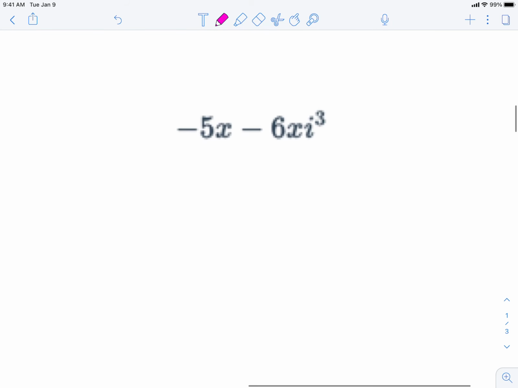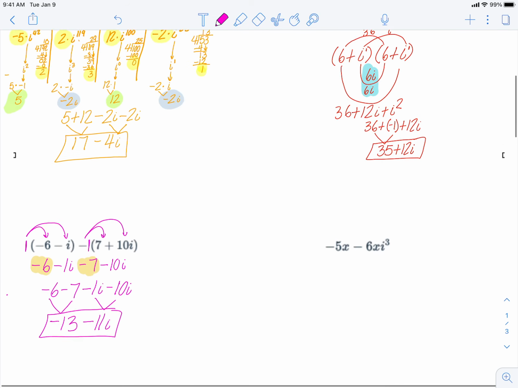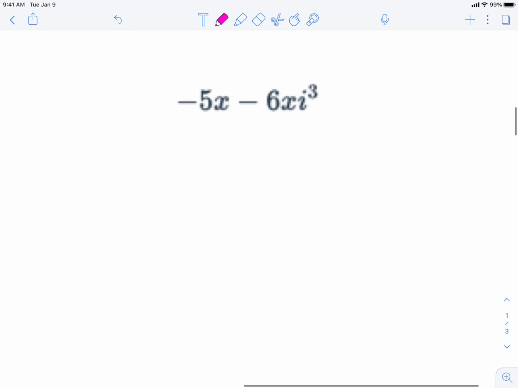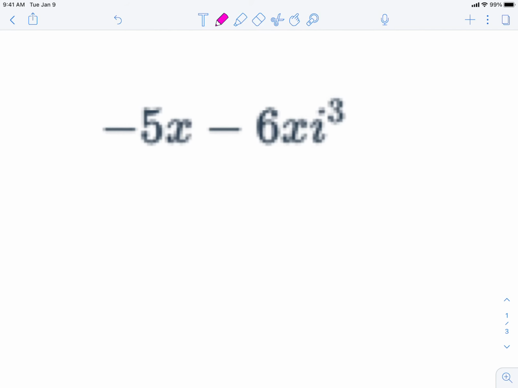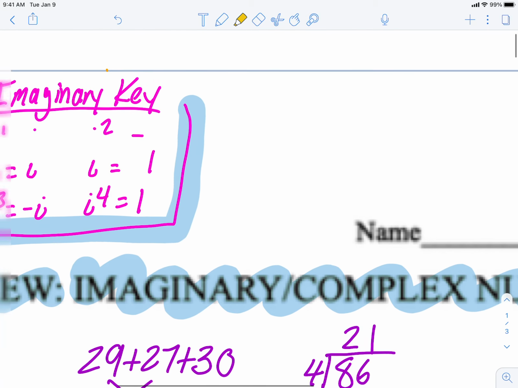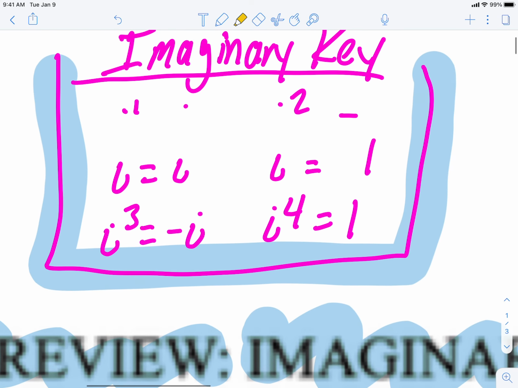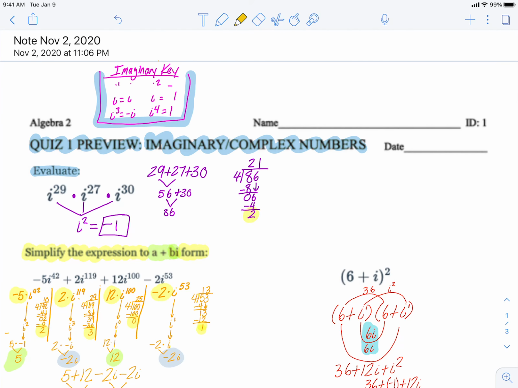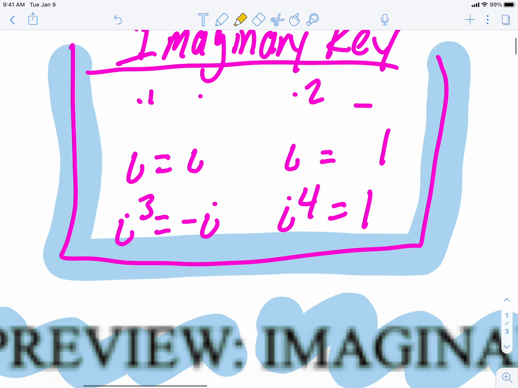Okay, finally, have you noticed all of these are just simplify? So we're going to simplify this one right here. So the first thing I notice is this i to the power of 3. Well, this looks familiar. It's in my imaginary key, which got all messed up. Look at this, it's separated. So this is i to the first means i, i to the second means -1.